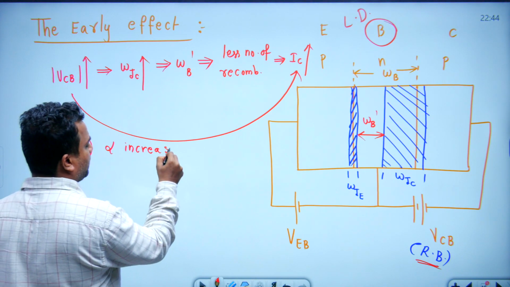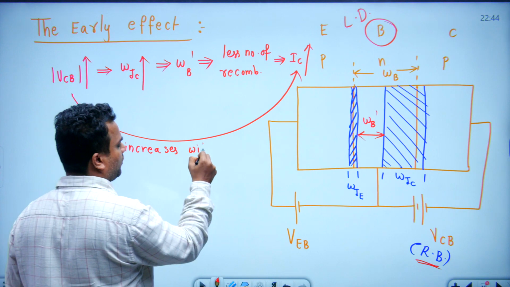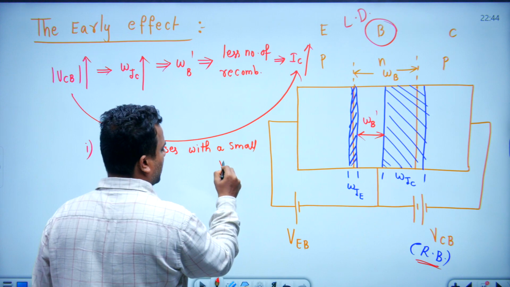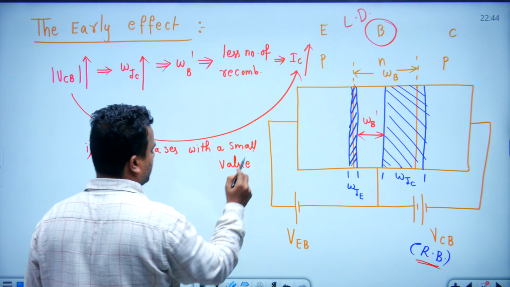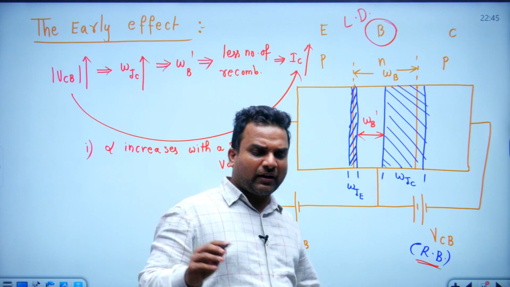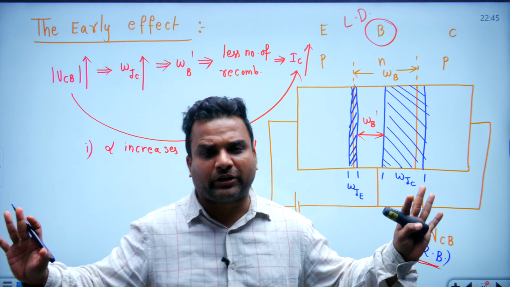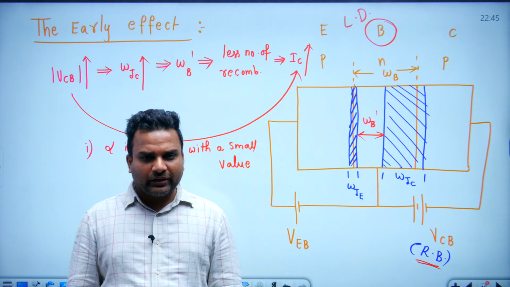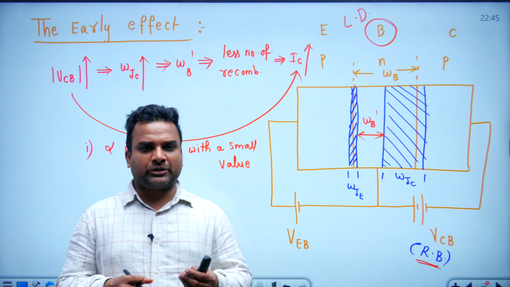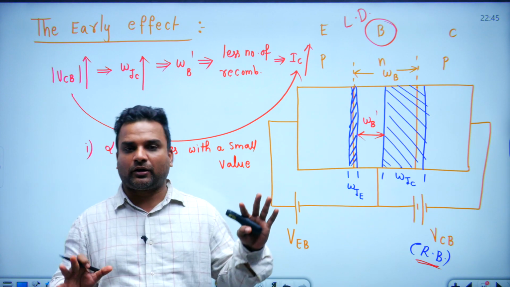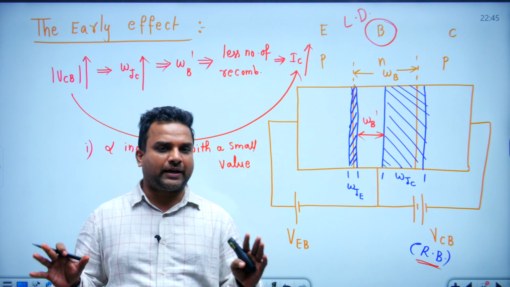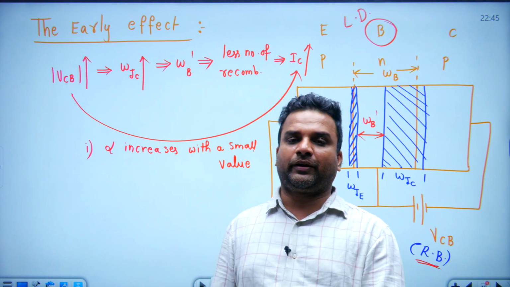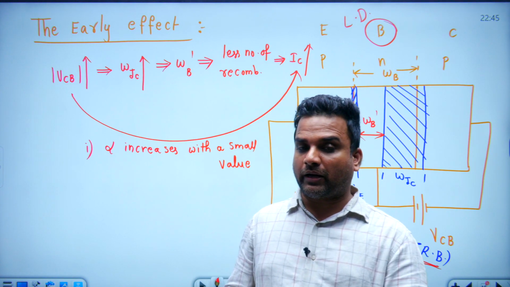with a small value, because we know the typical value of alpha is 0.90 to 0.995. Alpha is always less than unity. Practically alpha is not like 0.99999; the maximum value is 0.995, not more than that. That is the reason, because of this early effect, alpha increases with a small value.